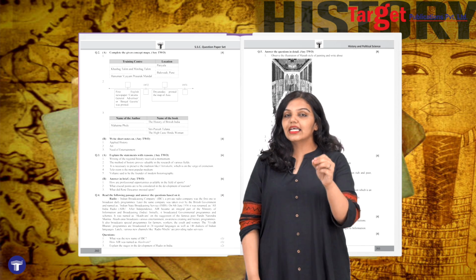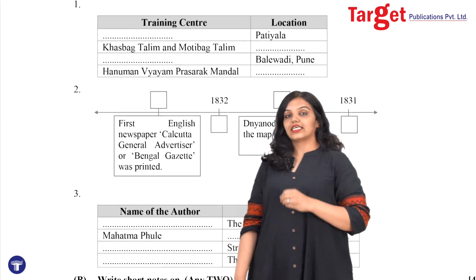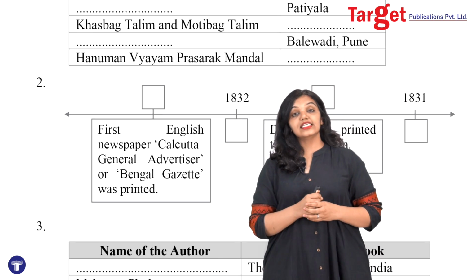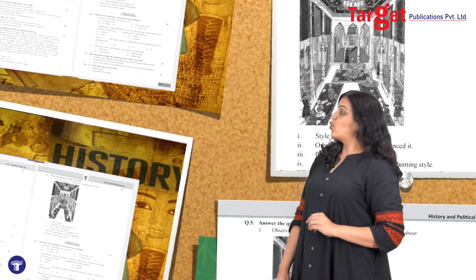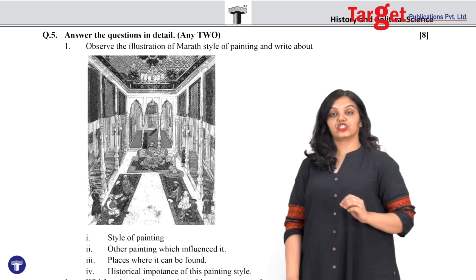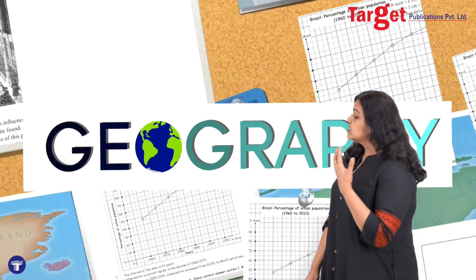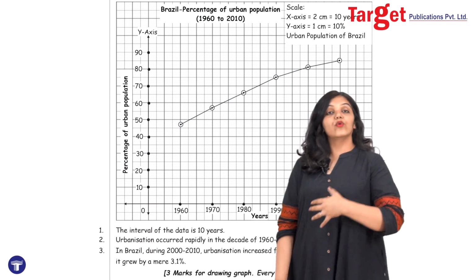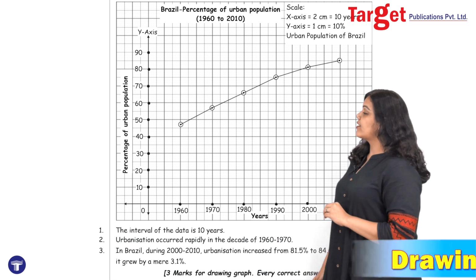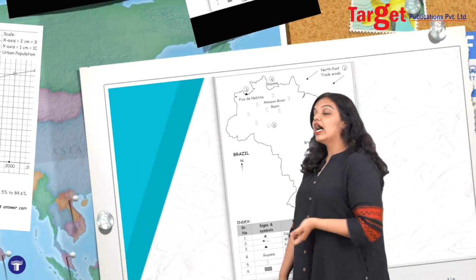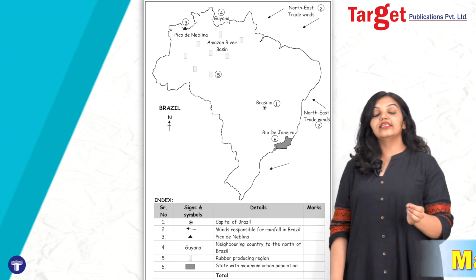Now let me give you a glimpse of the types of questions available in our book. We have various types of questions. For example, under the history banner, we have the questions like completing the timeline. We also have questions where you have to observe the picture and answer the questions that follow, that is picture-based questions. Under the geography banner, we have questions where you have to not only draw the graph, but read it, interpret it, and answer the questions that follow. You also have the marking of maps that will be another different type of questions along with reading and interpreting the maps as well.